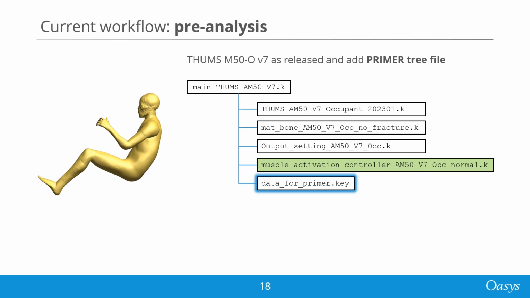So let's break this down further. The first step of the positioning workflow is to read the unmodified THUMS version 7 occupant model and add the corresponding Primer tree file to the main keyword input deck to enable positioning. Now, it's important to note here that the contents of any Primer tree file, such as the direct definitions, are configured based on the posture and label numbering of the original human body model. For this positioning exercise, I've also turned off muscle activation by replacing the default relaxed muscle include file with the sleeping condition or no activation include file.